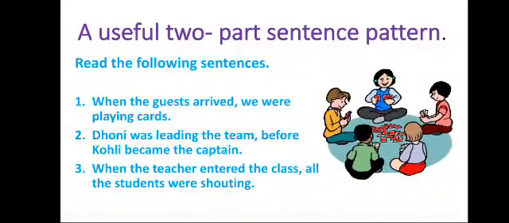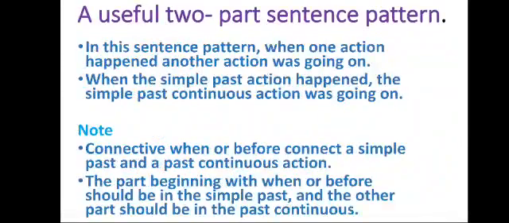If you carefully look at all the three sentences, you will see that in every sentence, two actions have taken place. First sentence: when the guests arrived, one action, and the second action is, we were playing cards. These are the two actions. Now you will see that one of these actions is in the simple past tense and the other action is in past continuous tense. Let us understand it further.